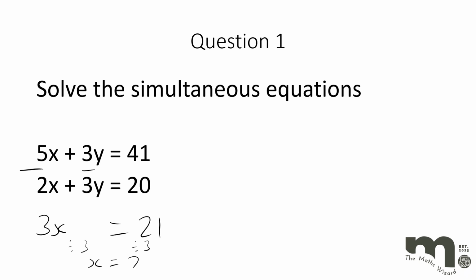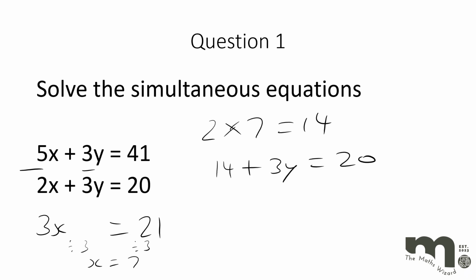So we already know x now. What we can now do is a bit of substitution. I'm going to choose this bottom equation here. And if I do 2 times 7, that's 14. So we can write 14 there, and then we can pop it into the equation. So 14 add 3y equals 20.